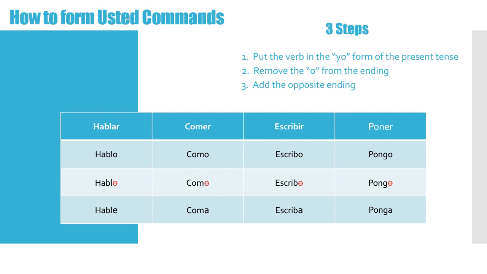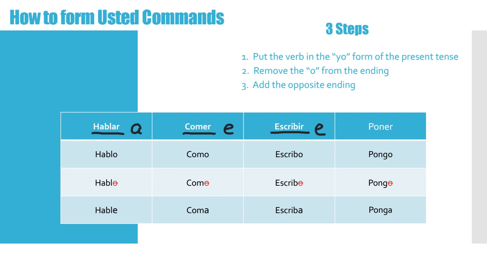So first step, put the verb in the yo form in the present tense. Second step, remove the O from the ending. You just take the O off the ending. And then the third step is you add the opposite ending, all right? And I'll show you what that means. So real quick, hablar: what do our endings usually end in? Remember, they usually end in A. Comer and escribir, on the other hand, usually have an E in their ending.